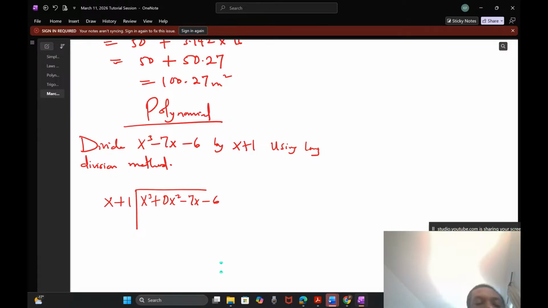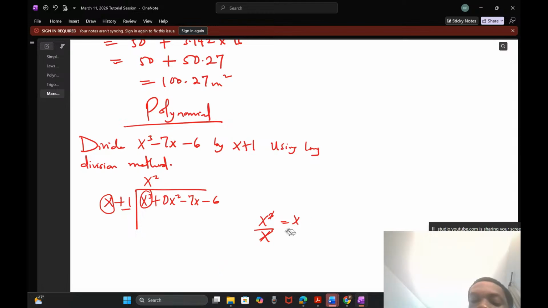Okay, so now we'll take the first term only. The plus 1 is not going to be used yet. It's just going to be used when we want to multiply through with the quotient that we have gotten already. So x cubed divided by x will give us x squared. So we write x squared on top here.